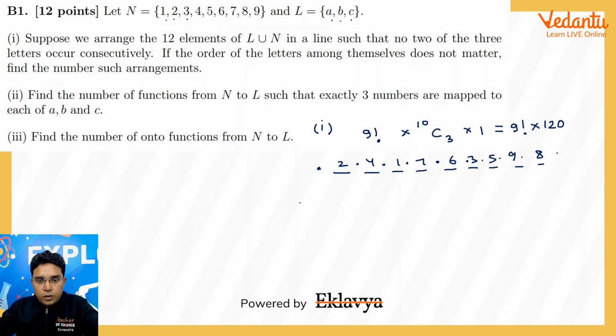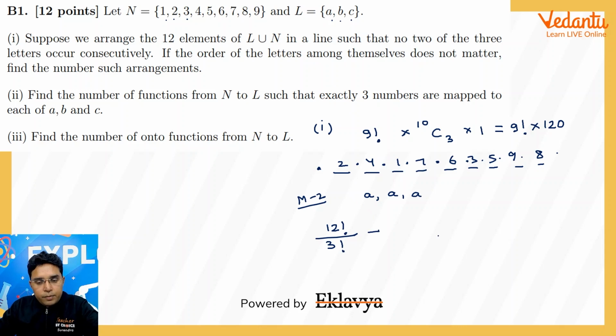Now I can do this question by another method. Please see how this can be done. Let us assume that these 3 letters A, B, C are actually just A, because if their order doesn't matter, we can consider them the same letter A. Then without considering whether they are together or not, the arrangement will be 12 factorial upon 3 factorial, because these 3 A's are alike and these 9 digits are different.